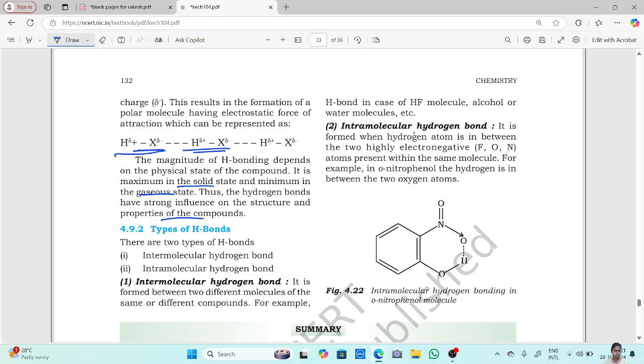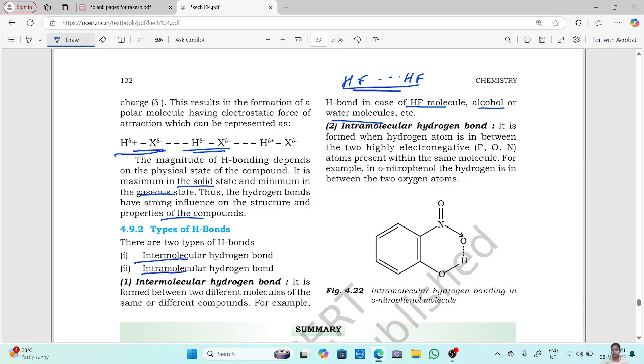Now types of hydrogen bonding. You can have intermolecular hydrogen bonding and intramolecular hydrogen bonding. What is intermolecular hydrogen bonding? It is formed between two different molecules of the same or different compounds. For example, hydrogen bond in the case of HF molecules, alcohol or water molecules. The hydrogen bond is formed between two different molecules of the same compound, for example between two different HF molecules. So this is what intermolecular hydrogen bonding is.